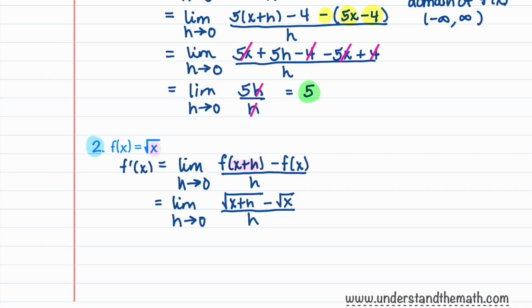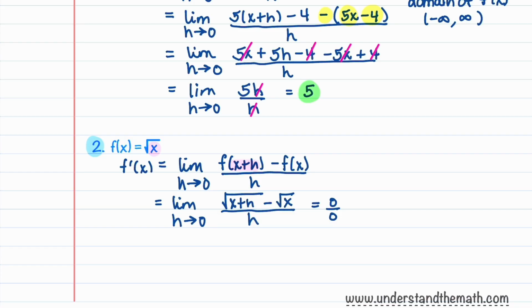When we plug in that h goes to 0, we are going to get square root of x minus square root of x, which is 0, over 0. That is an indeterminate form. I have a video on evaluating limits with indeterminate forms like this if you need to review that.